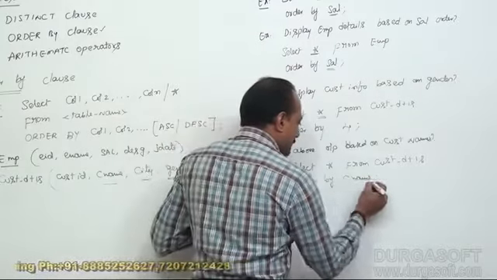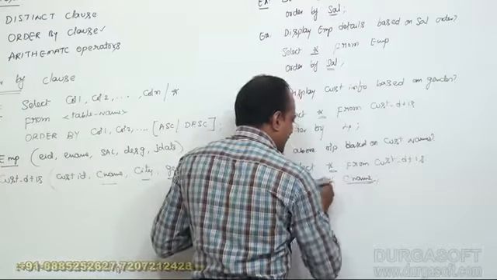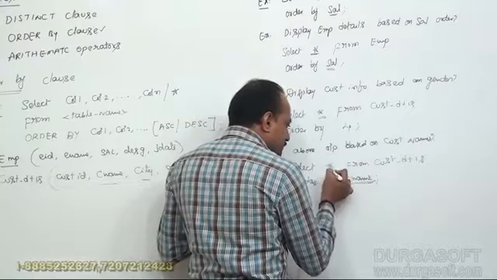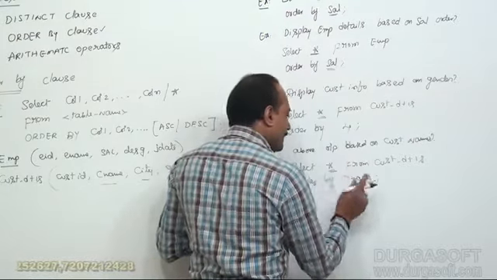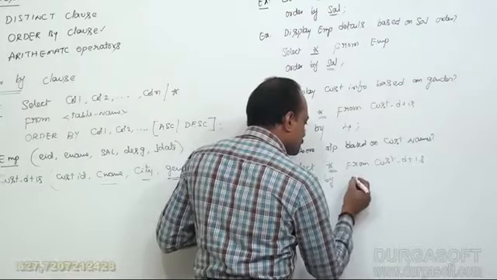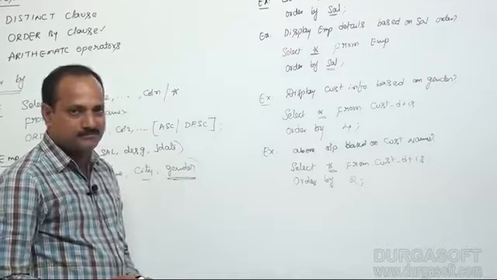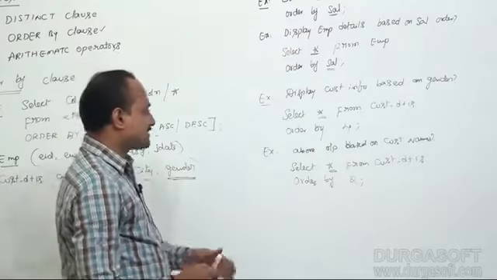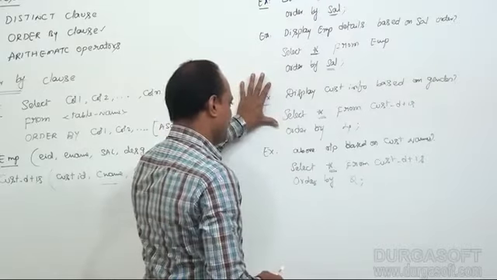Either you can use customer name, or instead of the column name, you can specify the position of the column in the selected list. What is the position of the column in the selected list? 2nd column. So you can use 2. Then also it will generate the same output. So this is the way you can apply the general order by clause.